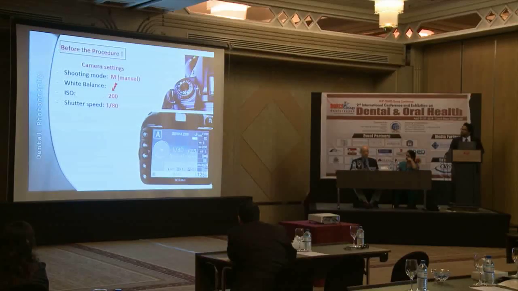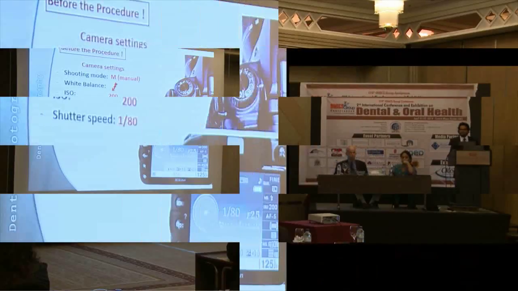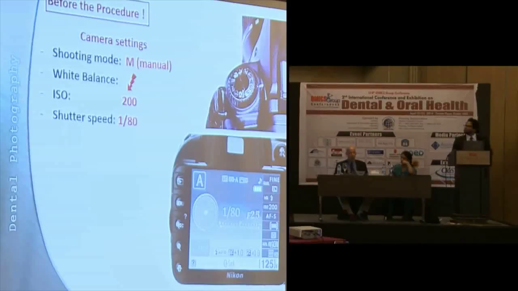For the camera settings, the shooting mode should be on M, which is manual, and the white balance should be on this sign, which means flash mode, so you don't get a bluish or reddish picture, a medium. And the ISO should be 200. The shutter speed should be 1/80. These are the fixed numbers that you need if you have the full equipment. You don't have to change them.